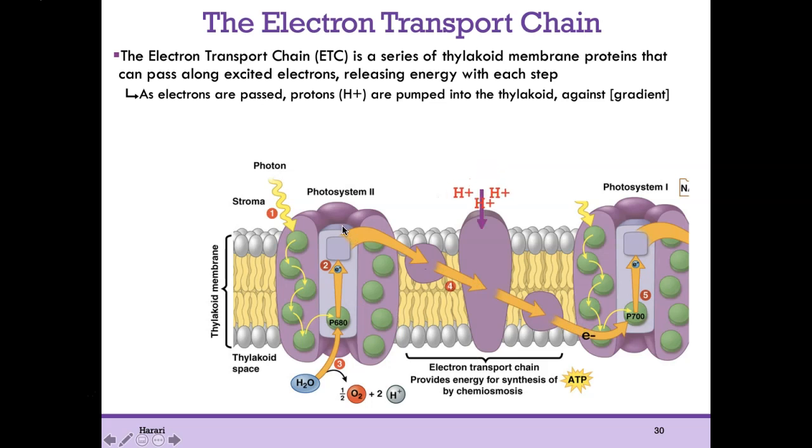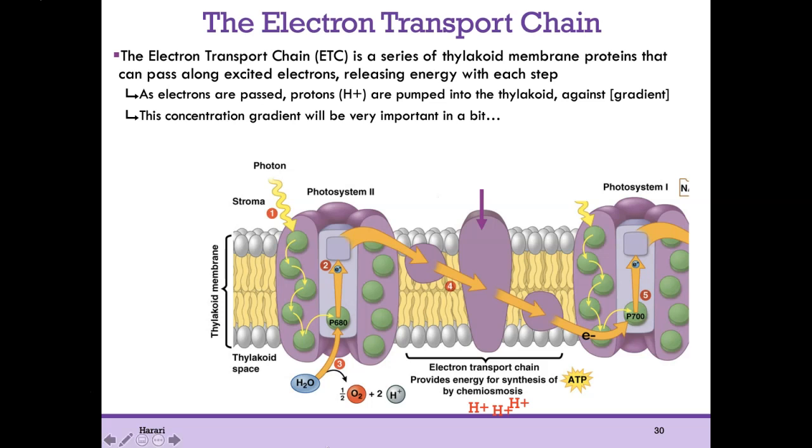So as electrons are being passed from one protein to the next, hydrogen protons are going from low concentration to high concentration, against the concentration gradient. And this concentration gradient will be very important in a bit.